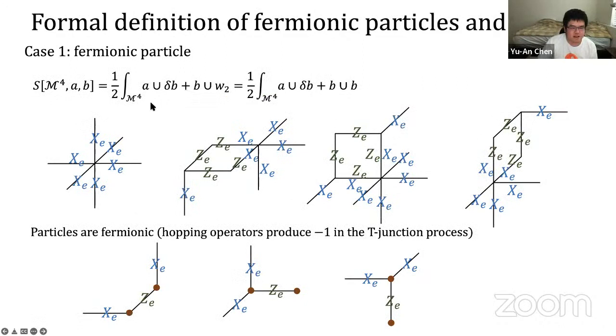So here is just a Hamiltonian picture for the toric code. In the ordinary toric code, we have X star terms and Z plaquette terms. Now the Z plaquette term is decorated by some X star term. So this is the fermionic toric code. We can write down the excitation. We can see these operators commute with the plaquette terms, but they violate the star term. These hopping operators create two charges at the endpoints of this Z line. We can use the T-junction process to argue this is indeed a fermionic hopping. So for the fermionic particle, the lattice model is well understood. I think this was also proposed by Levin and Wen a long time ago.